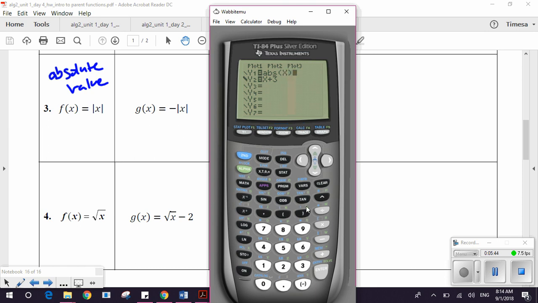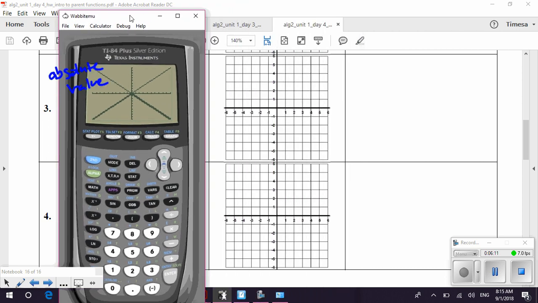So x, close your parentheses. For this one, we're going to put negative absolute value of x. So let's graph these. That's mama, that's baby. So mama flipped over or did a headstand.